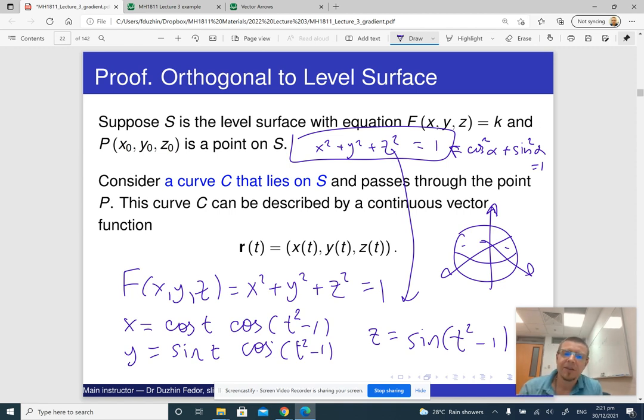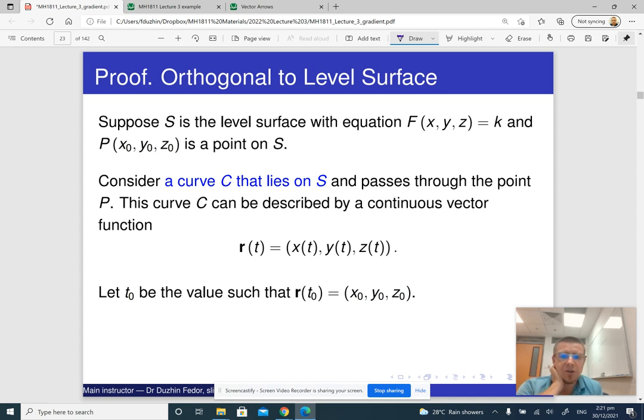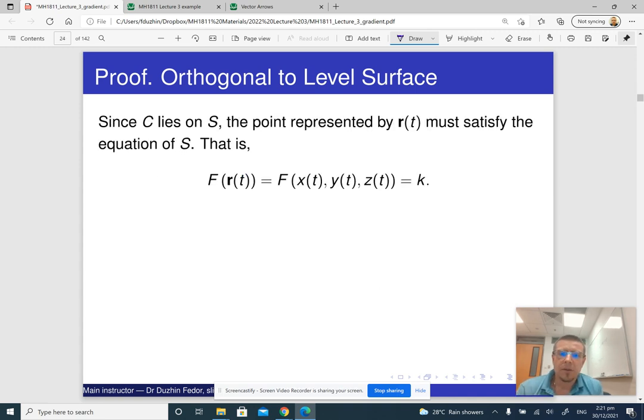So we have a surface S and some curve on that surface, which means that x, y, and z should be given by some expressions in t, such that if you substitute these expressions into the equation for the surface, then you will get a correct equality. All right, so now t naught is going to represent the given point P, right? And we also know that our curve C lies on the surface, which means that if you take the expressions in t for x, y, and z and substitute them into the equation for the surface, then you will get the correct equality, right?